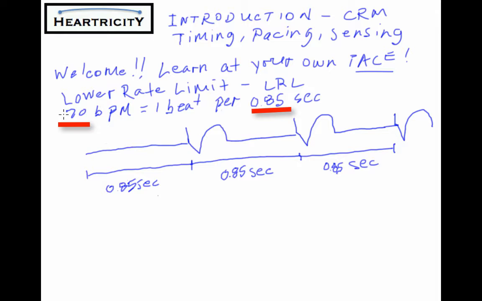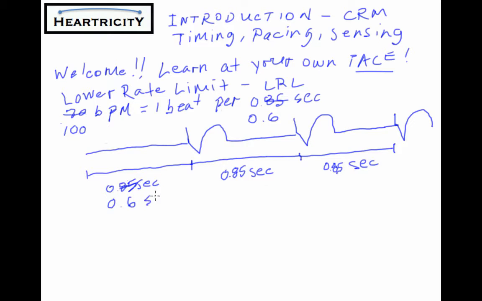Now, what this means is that instead of the pacing spike being delivered every 1 second, it's delivered every roughly 0.85 seconds. And if for some reason we set the pacer to 100 beats per minute, the pacer would pace every 0.6 seconds. So basically, as the lower rate limit increases, the time interval in between paces shortens.